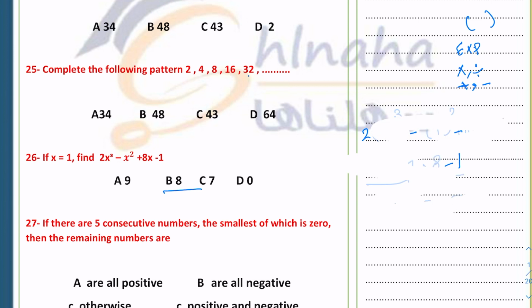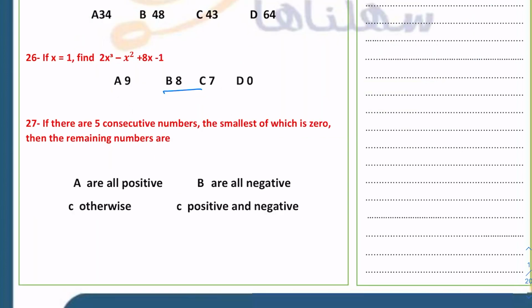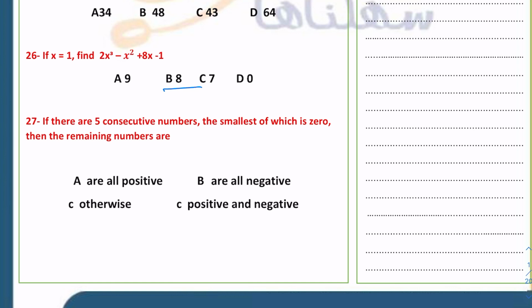Question number 27. If 5 consecutive numbers, the smallest of which is 0, so then the remaining numbers are, the smallest one is 0, so we have 1, 2, 3, 4, and 5. So all of them are positive. All the other numbers are positive numbers.